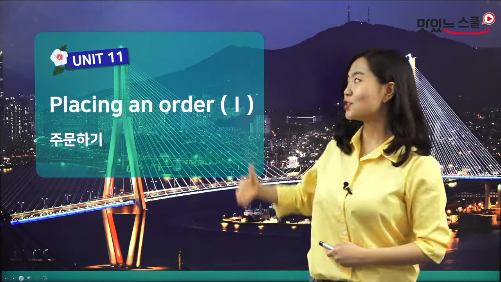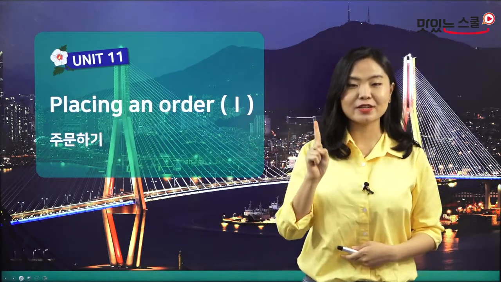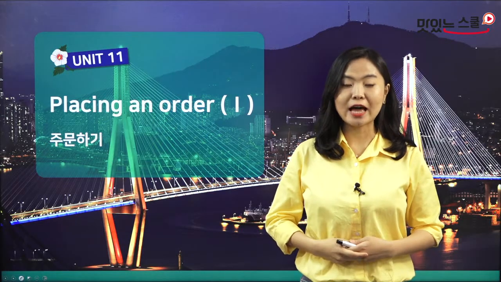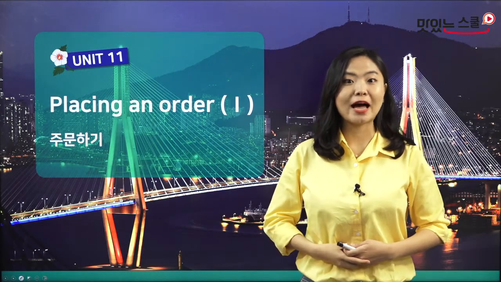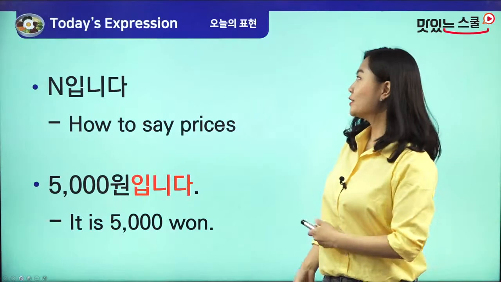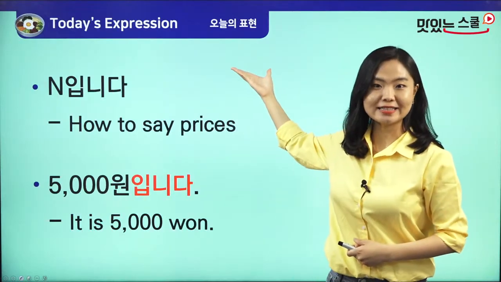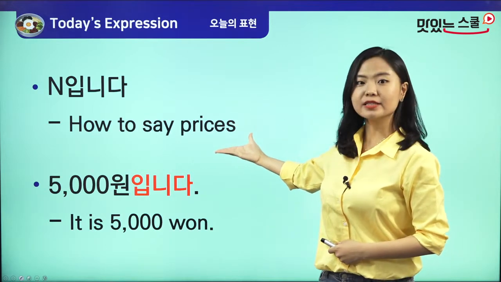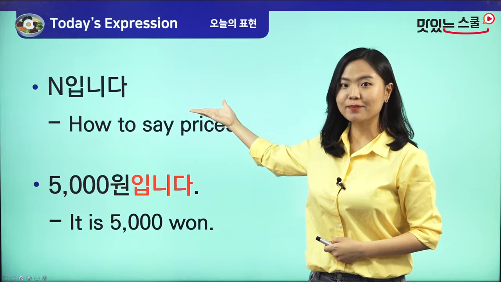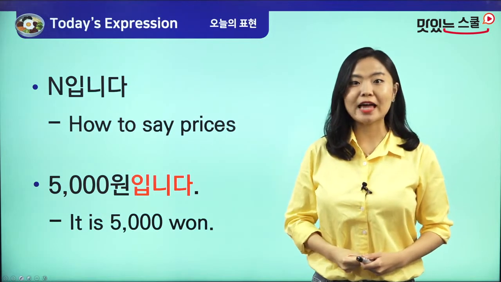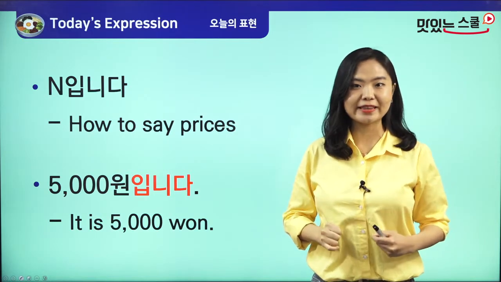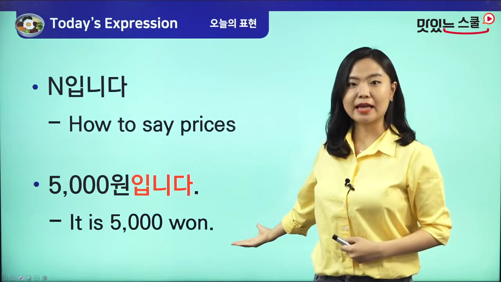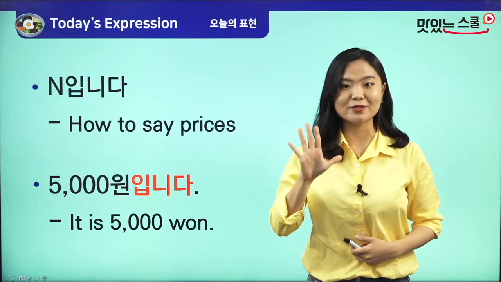Today's lesson is Unit 11, the first series of placing an order, 주문하기. Today we are going to learn how to order something and also how to say the prices. Today's expression, 오늘의 표현을 같이 봅시다. We will learn how to say the prices with the expression noun입니다. You are going to learn how to count the money in Korean. The key sentence for today is 5,000원입니다, which means it is 5,000 won.